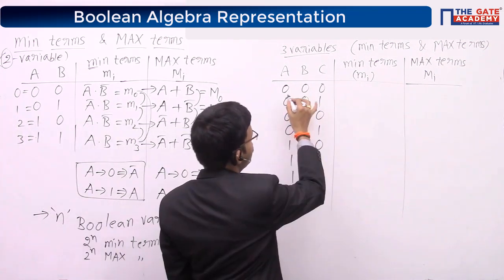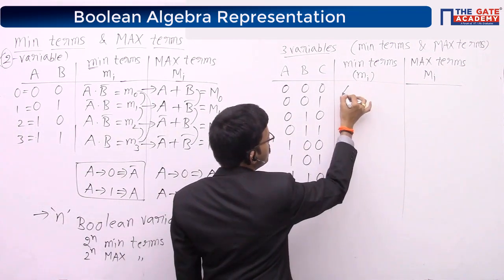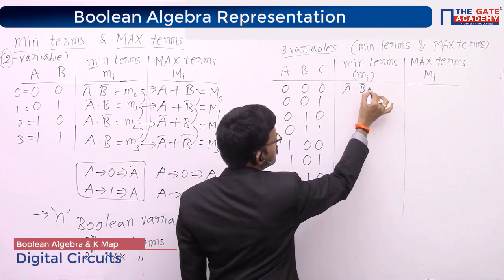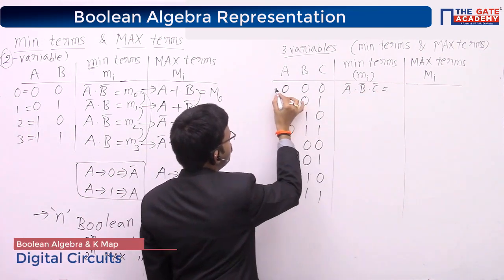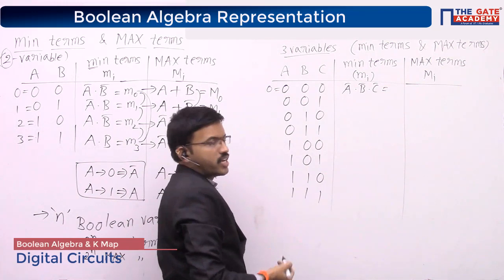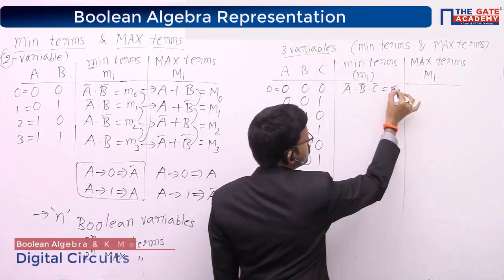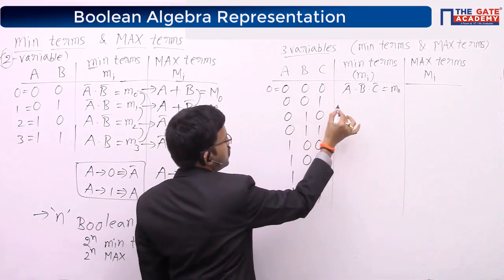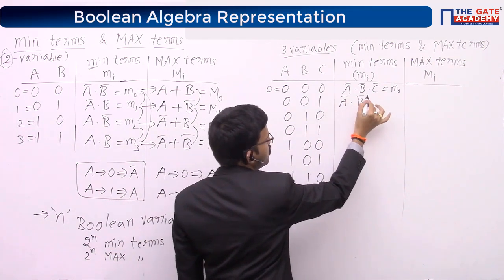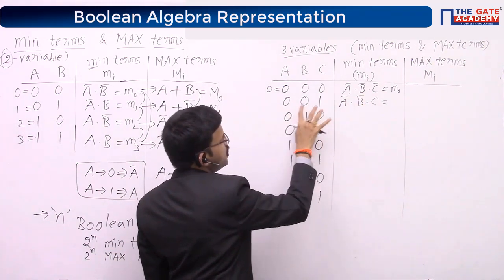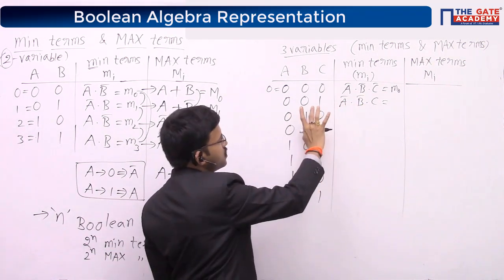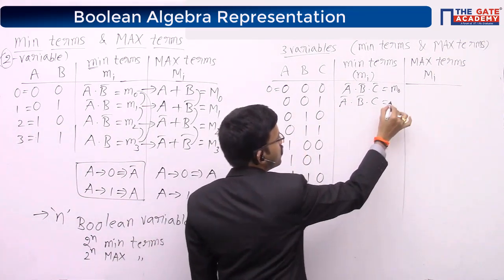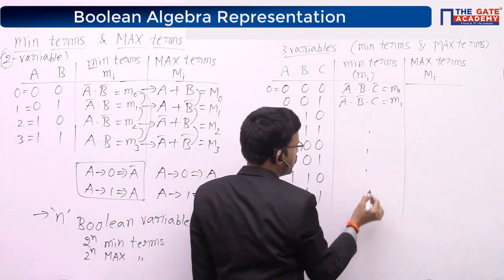Okay, so here all the variables are 0. So that means A bar, B bar and C bar. If you write the decimal equivalent 0 to 7, you will get M0. Next, A bar, B bar and C. A, B are zeros, so I have taken the complement. C value is 1, normal form. This one is M1. Like that you can write.